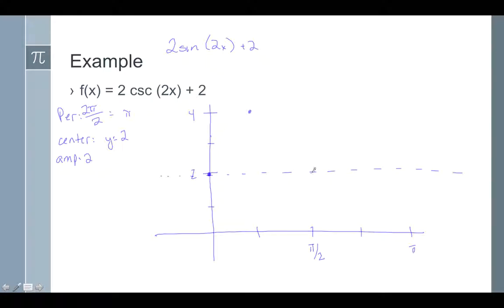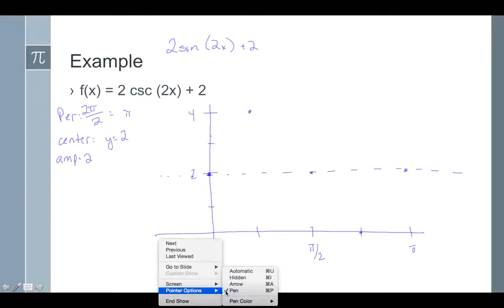I'm going to go to the middle. I'm going to go down. And I'm going to go back to the center line. Now, you can draw in those dashes or the dashed sine curve if you really want to, but I just used these values to figure out how to draw cosecant.